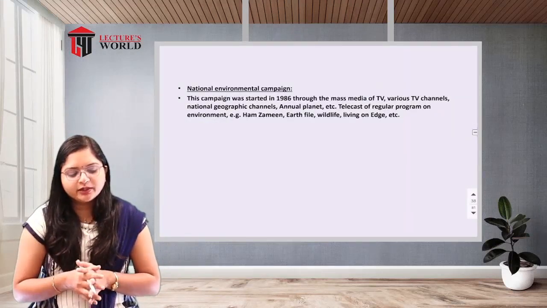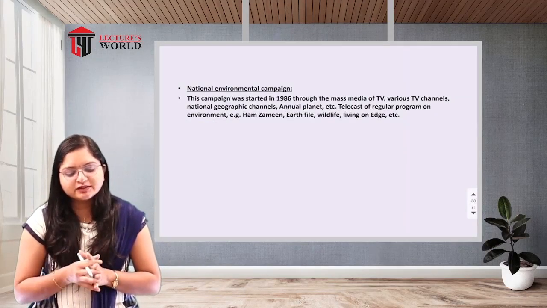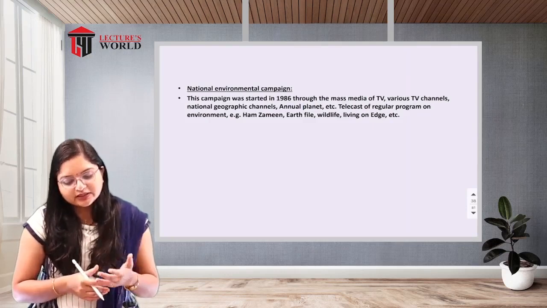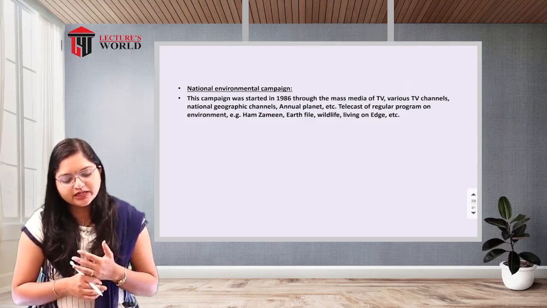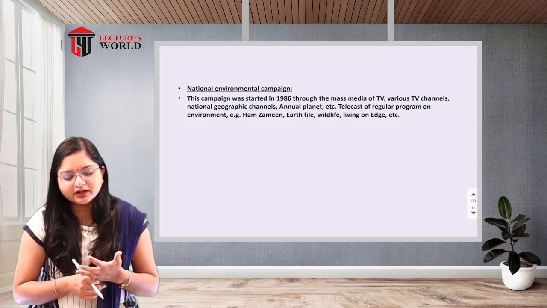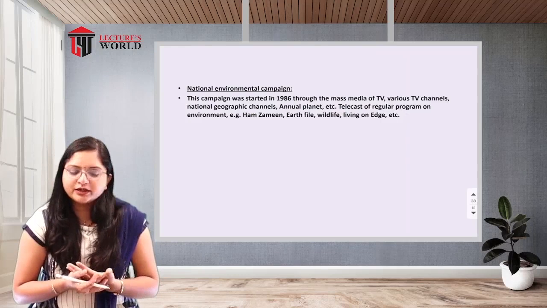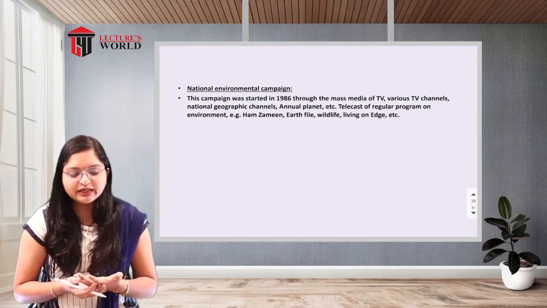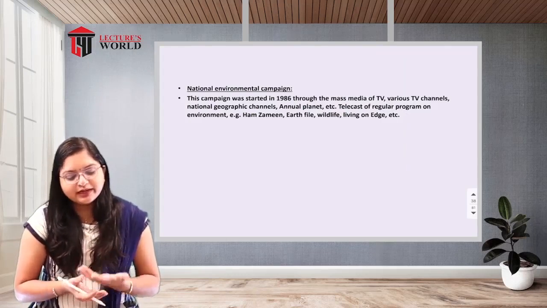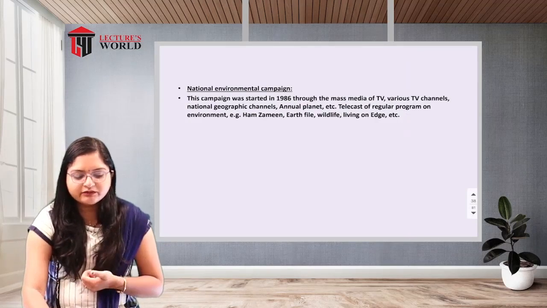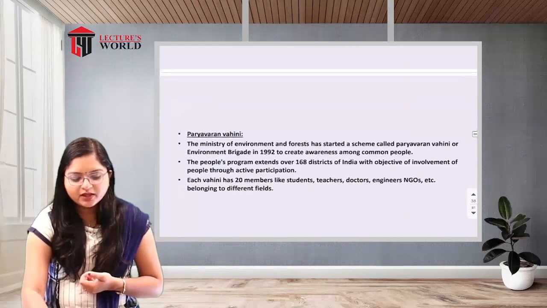Then the National Environmental Campaign. This campaign was started in 1986 through the mass media of TV, various TV channels, National Geographic channels, Animal Planet, etc. They telecast programs on the environment, for example Hum Zameen, Earth File, Wildlife, Living on the Edge, etc. So these are the national environmental campaigns.